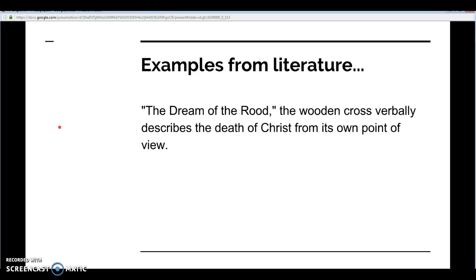Now, the example that we're going to deal with in our next class occurs in The Dream of the Rood. In this poem, the wooden cross verbally describes the death of Christ from its own point of view. So the speaker in the poem will take on the perspective of the wooden cross, taking on both its perspective and its voice, and then describing from this perspective and in this voice the death of Christ. What we will discuss in class is, one, why the author chose to use prosopopeia, and the ultimate message of the poem in the context of Anglo-Saxon culture.